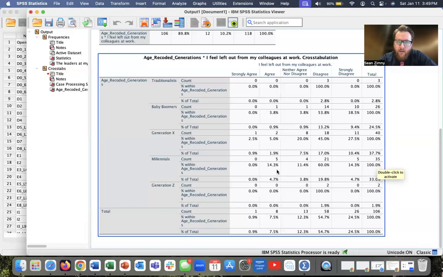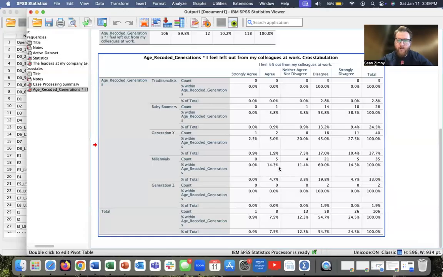Or you could say more millennials agree that they feel left out of their colleagues at work compared to Gen Xers and baby boomers, and cite what those percentages are. So 14.3% agreeing among millennials compared to 5% agreeing and 2.5% strongly agreeing of Gen Xers. That's what I want you to describe. So you're going to run two of those, and you want two different demographic variables.